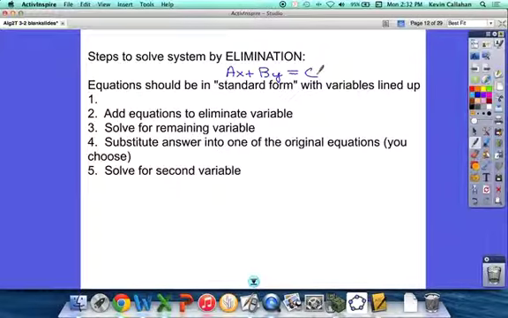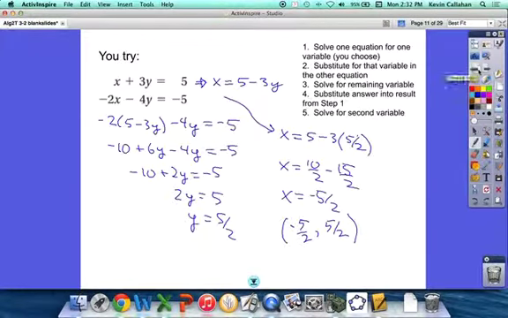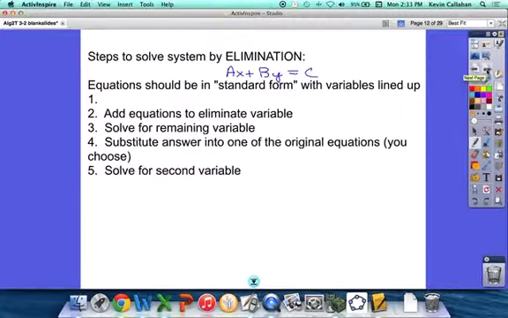And really, both of the systems we already did were in standard form, right? Standard form, ax plus by equals c. The x's are lined up, the y's are lined up, the constants are lined up, the equal signs are lined up, right? That's what we mean. You definitely want it looking like that before you try to solve.